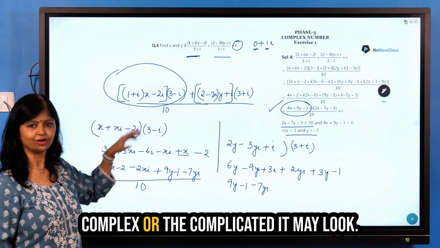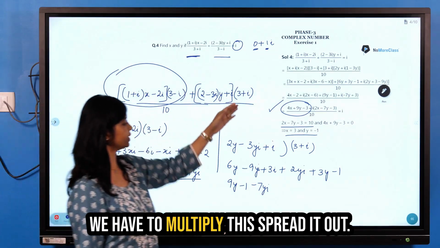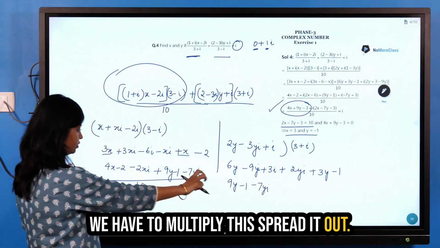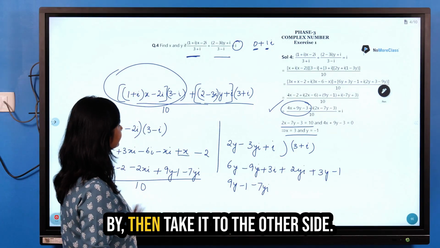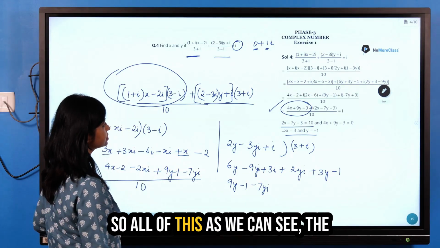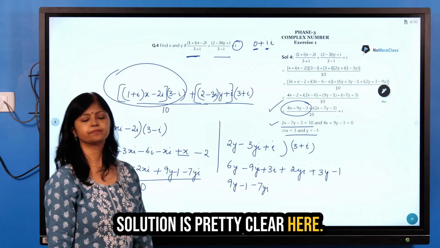So the process is this only. However complex or complicated it may look, the approach is simple. We have to multiply this, spread it out, then combine the real and imaginary parts, divide by 10, or do not divide by that, take it to the other side. So all of this, as we can see, the solution is pretty clear.